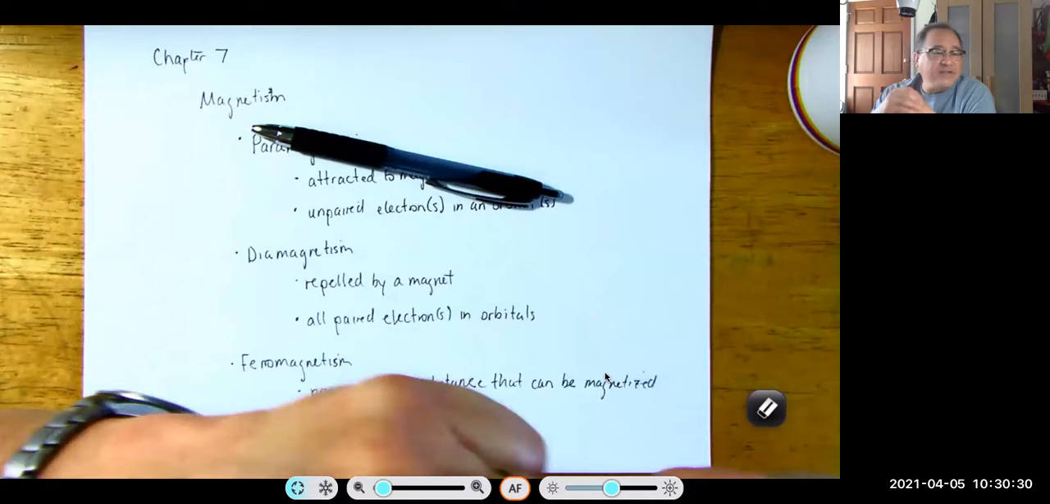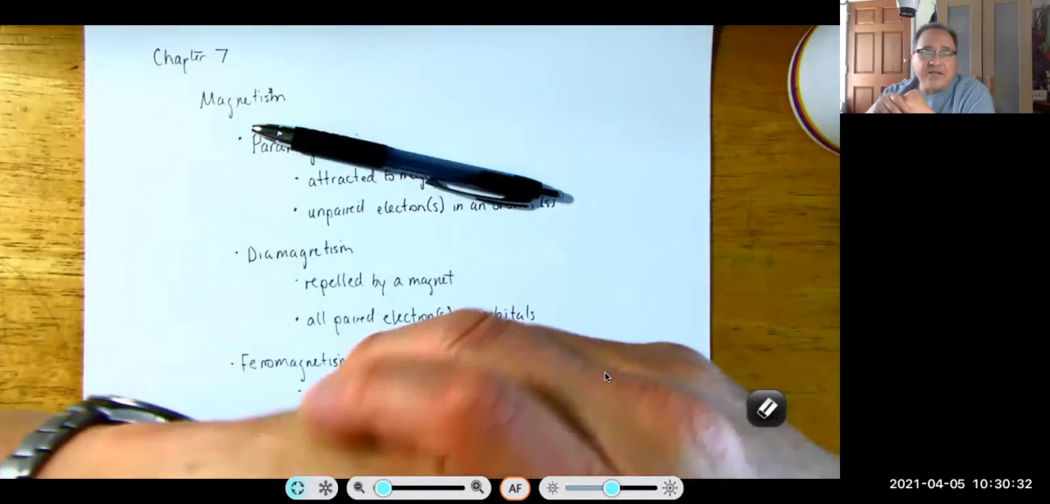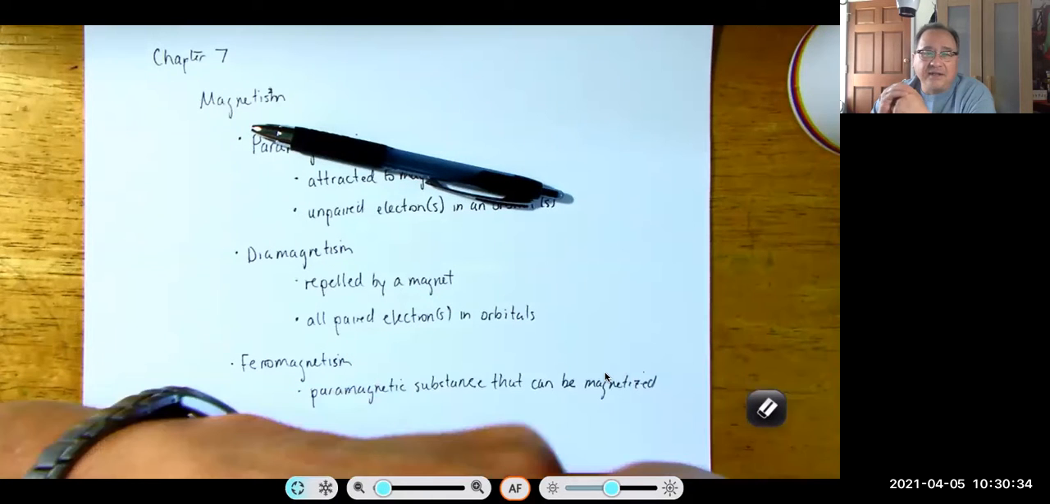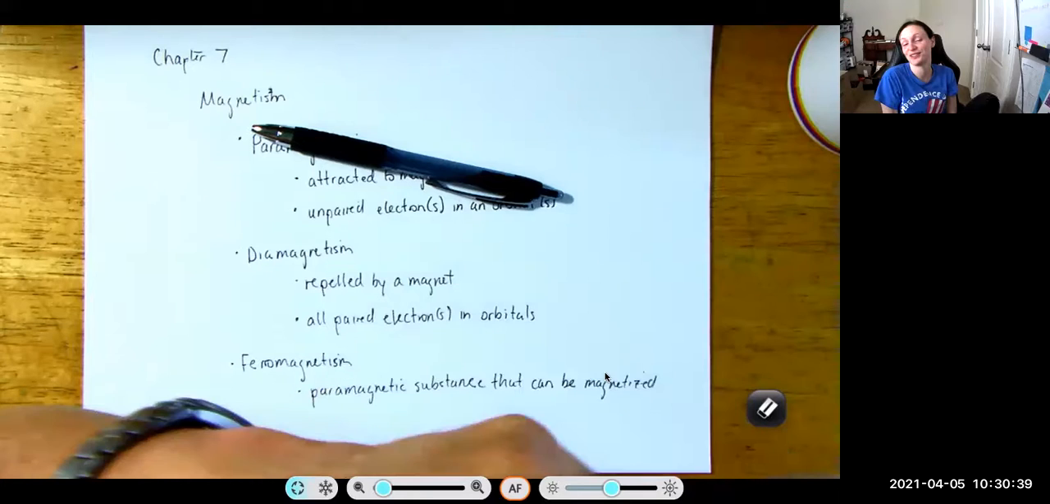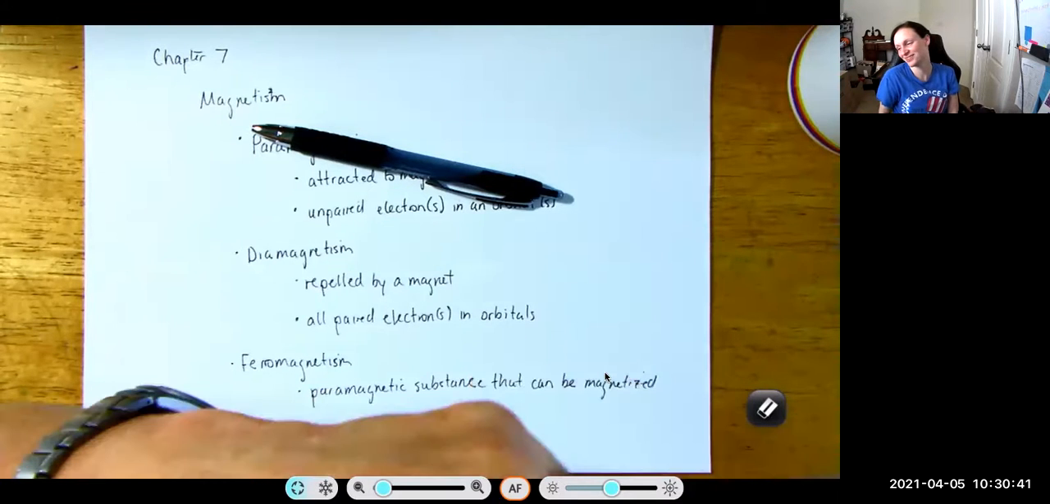So how is it that you can take something that you magnetized, like we did this in a, are you okay? Oh yeah, I just sneezed. Okay.